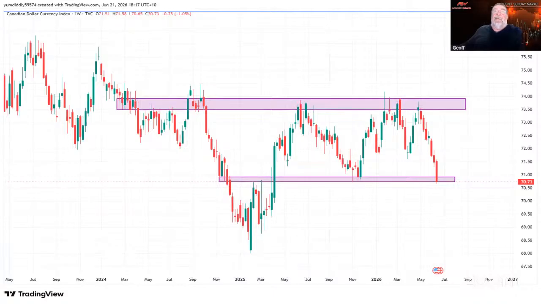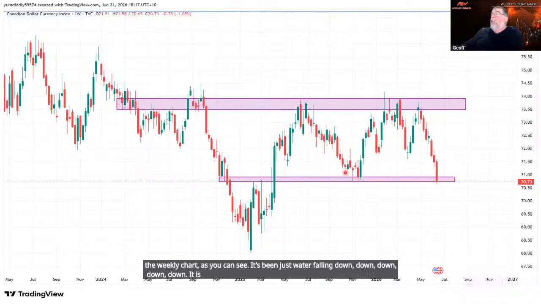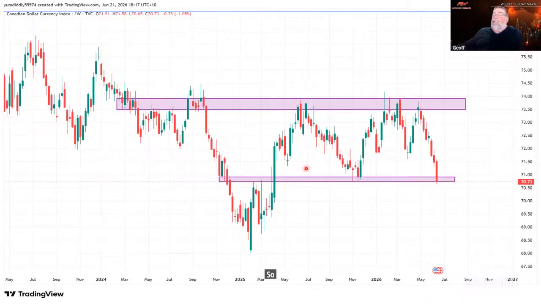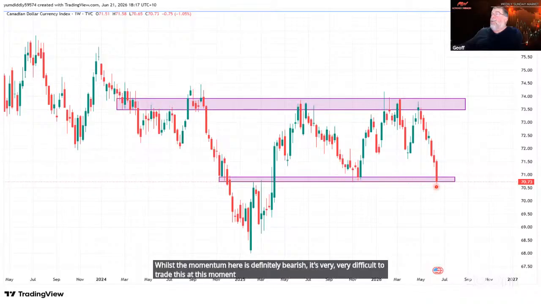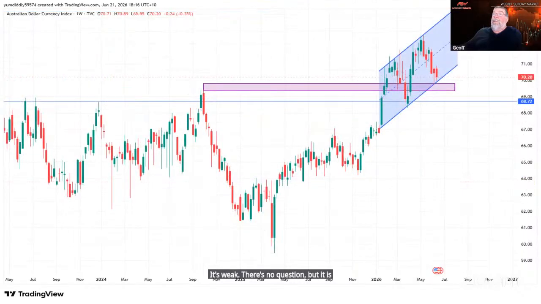This is the Canadian dollar, and that's been in strife for quite some time on the weekly chart. As you can see, it's been just waterfalling down, down, down, down, down. It is at a support level, however. So whilst the momentum here is definitely bearish, it's very, very difficult to trade this at this moment short. I want to see it break, maybe retest, and then go that way. So it's weak, there's no question, but it is at a support level.